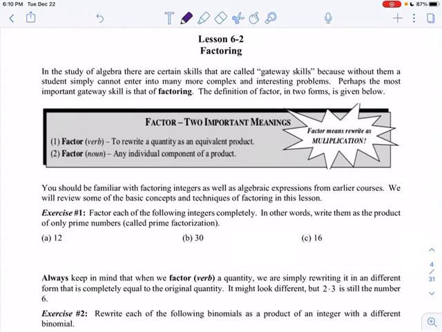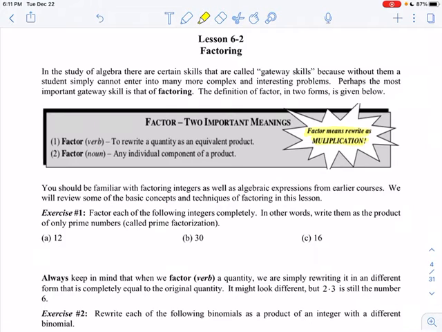Hi Algebra 2, this is Unit 6, Lesson 2, and today we're going to do a review of factoring. This is something you probably did back in middle school, you did it in algebra. Factoring is super important to know, so that's why we're taking the time to review it right here. Factoring really just means that you're rewriting an expression as multiplication.